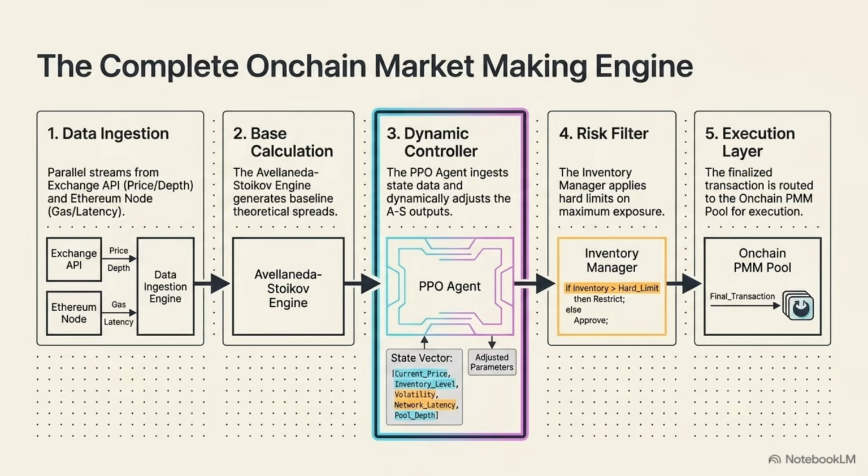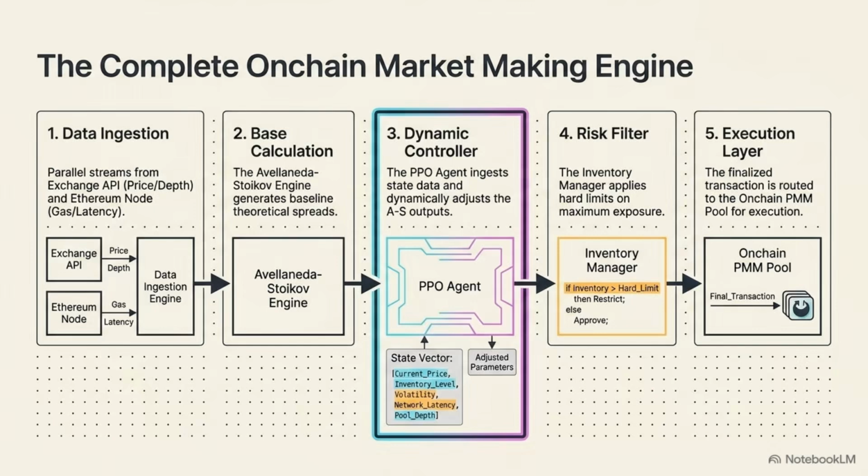Okay, we're going to break this formula down. The goal of the AS model is to constantly calculate two very specific things: your reservation price and your optimal spread. Right. Let's start by looking at the baseline metrics the formula takes in as fuel. The first variable is the current market price, denoted in the math as S sub t.